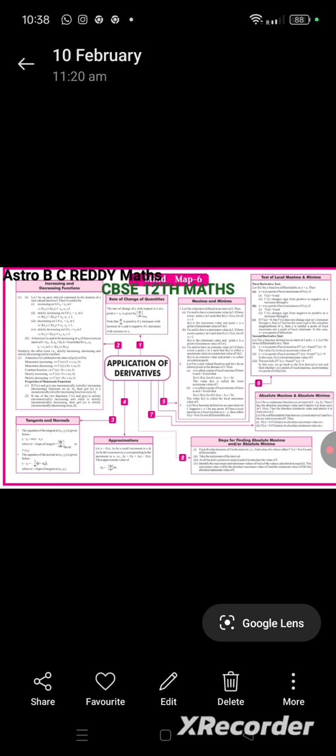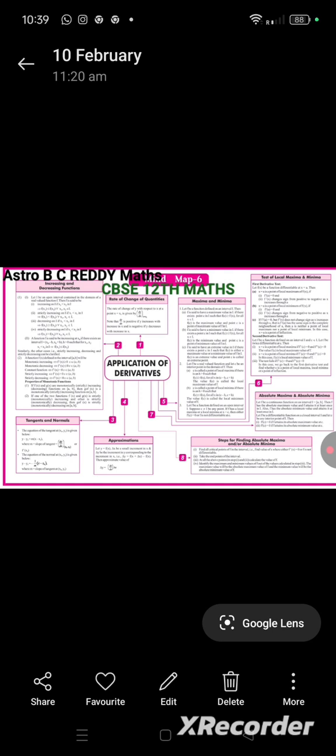Now we are going to start application of derivatives. Number 1, the rate of change of quantities. The rate of change of quantity y with respect to x at a point x equal to x0 is given by dy by dx. Now, increasing and decreasing function.